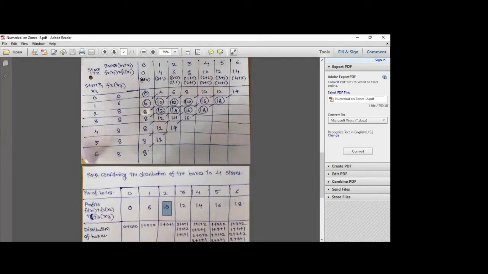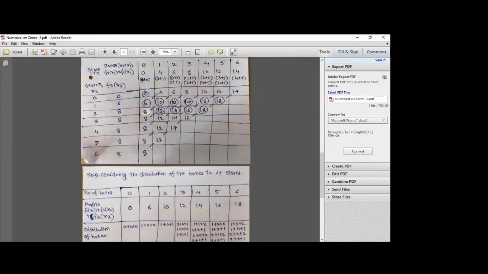For 3 crates, it is 12. No, it is 12 here. For 4 crates, it is 14, so 14 here. For 5 crates, it is 16, so 16 here. And for 6 crates, it is 18, so you will be seeing the 18 value here. So now let's think of the distribution of the boxes.